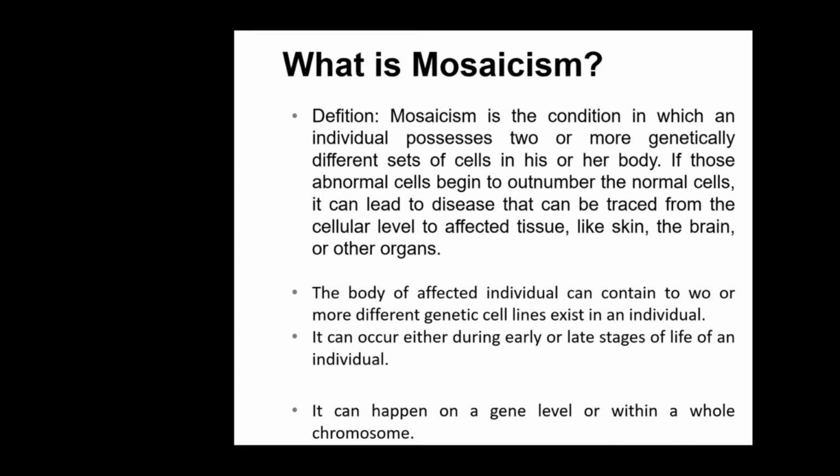The body of affected individuals can thus contain two or more different genetic cell lines in the same organism or in the same individual. It can occur either during early or late stages of life of an individual, and it can happen on the gene level or within the whole chromosome.